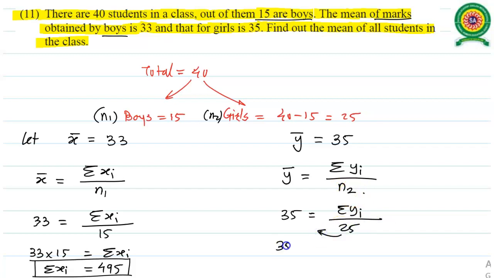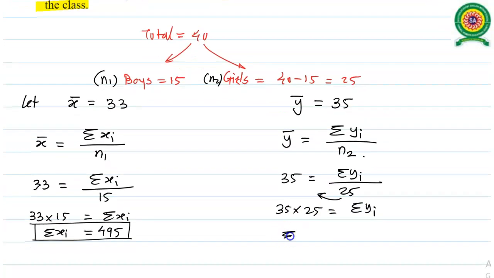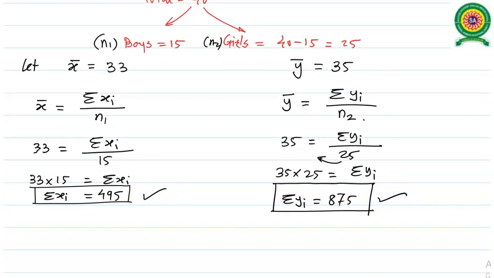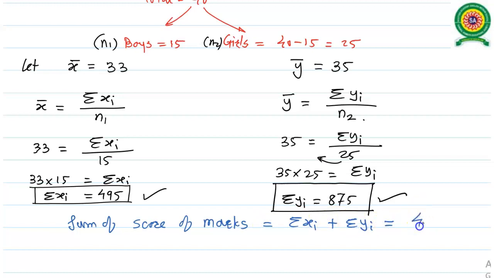Once we shift the 25, so that we have now 35 into 25, that is equal to the sum of yi. So the value of the sum of yi we have here is 35 into 25, 875. Now the sum of scores in all, that means including boys as well as the girls, the sum of marks in all, keep in mind, is equal to the sum of xi plus the sum of yi. That will be 495 plus 875.